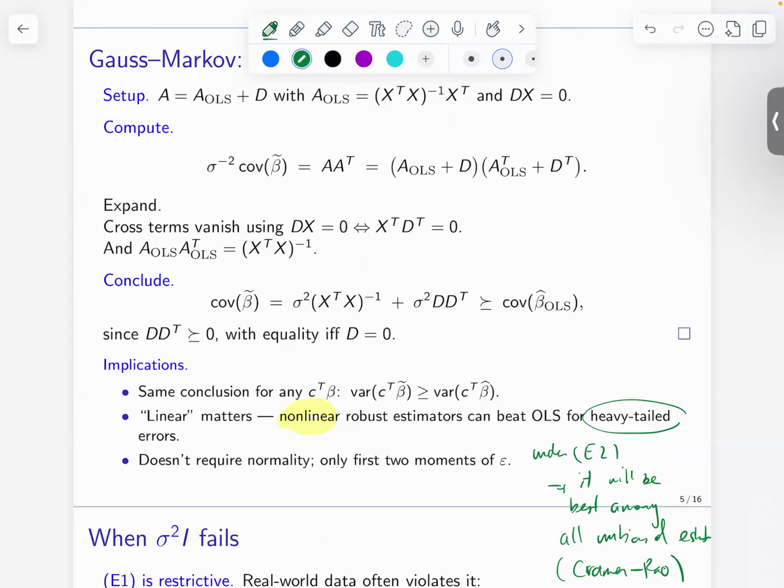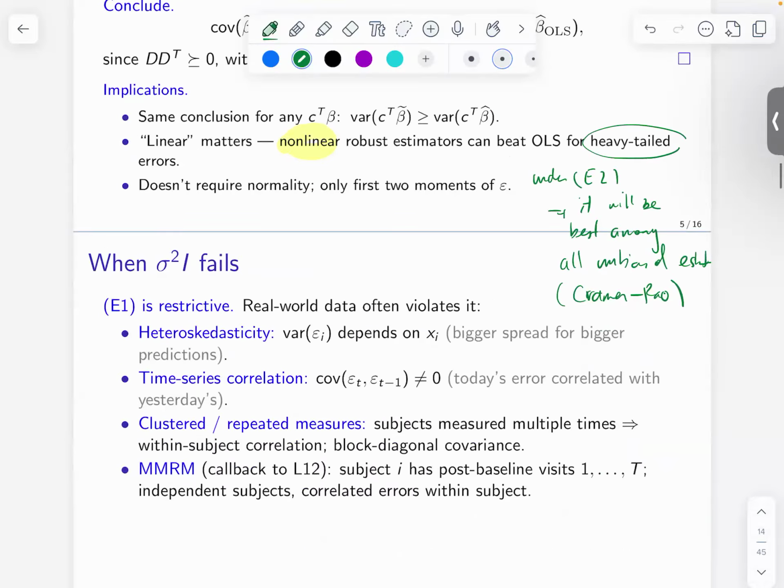So the question now is, this hinges heavily on this assumption, sigma squared I. And what if it fails? In the real world, it could fail. For example, if the variances of the noise are different, it could depend on the covariance. This is possible.